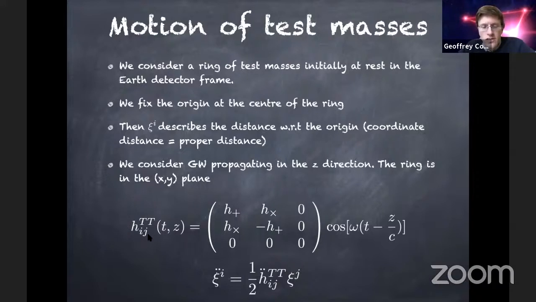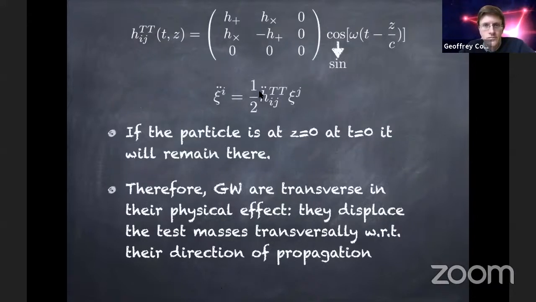The TT gauge perturbation, as we saw earlier, is given by this. It has a trace part here, plus polarization and cross polarization, with some cosine, and the deviation equation now gives you this equation. You have to compute two derivatives, and then solve this equation. I will just use a sine instead of a cosine, by dephasing it, by adding some component in time. You can always do that just by shifting time, for convenience. If the particle is at zero, because of this equation, if you start at zero, the acceleration will remain zero, so it will remain there.